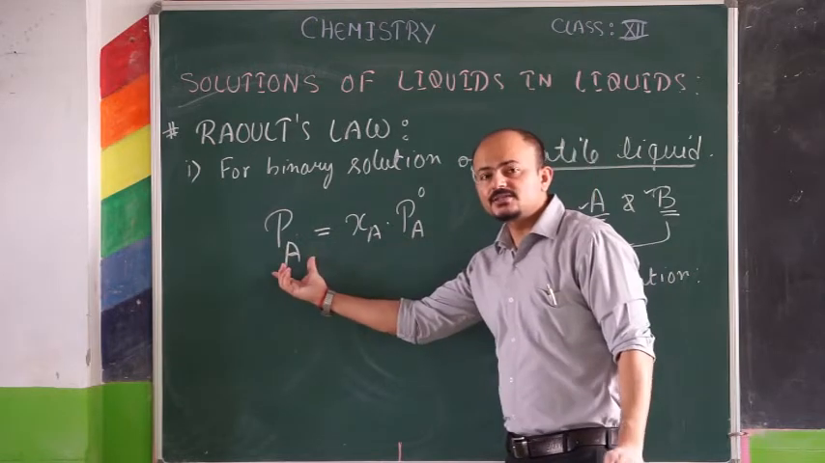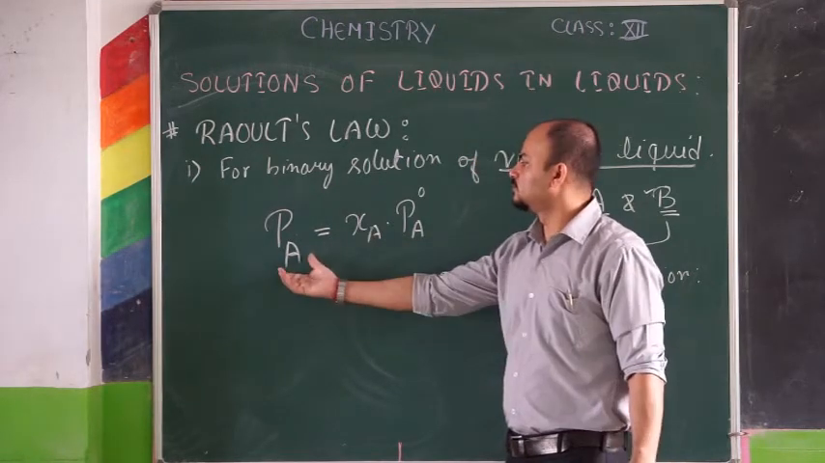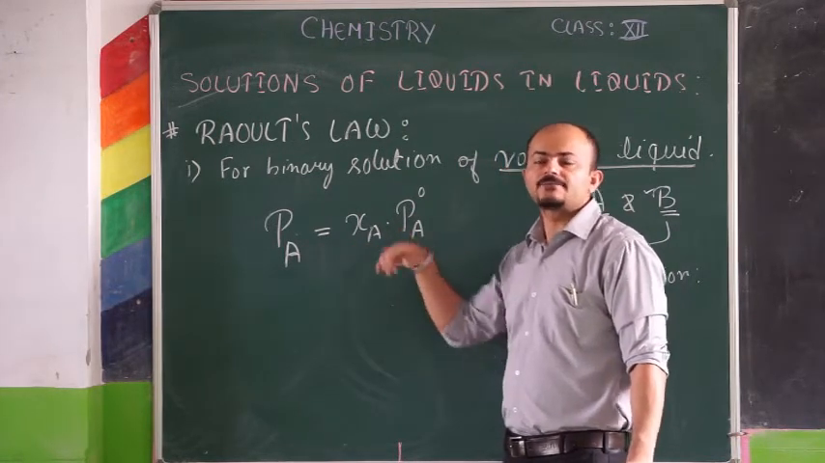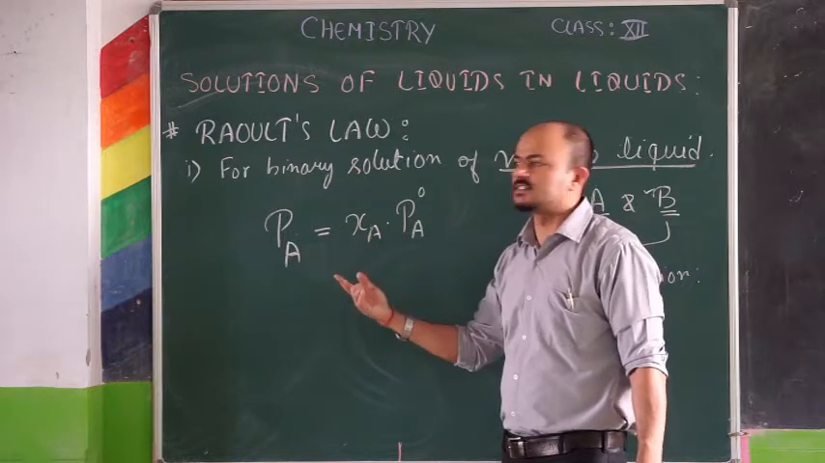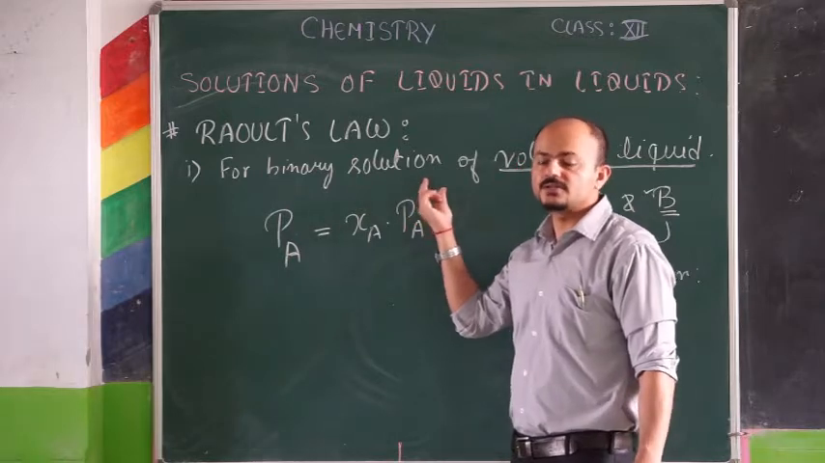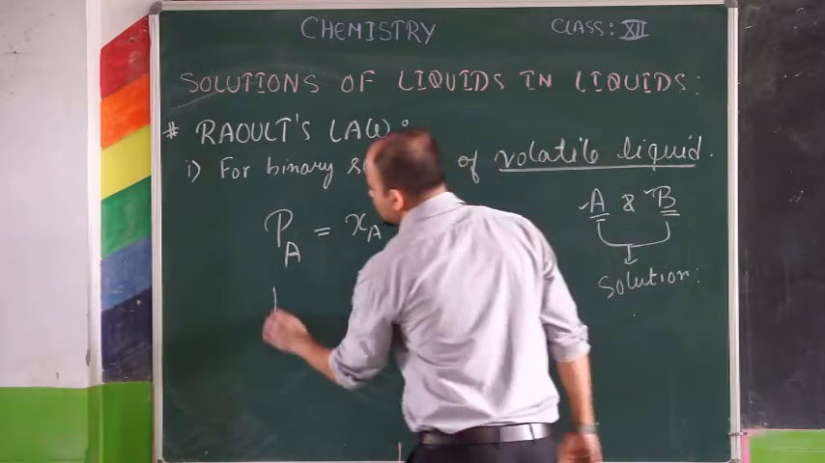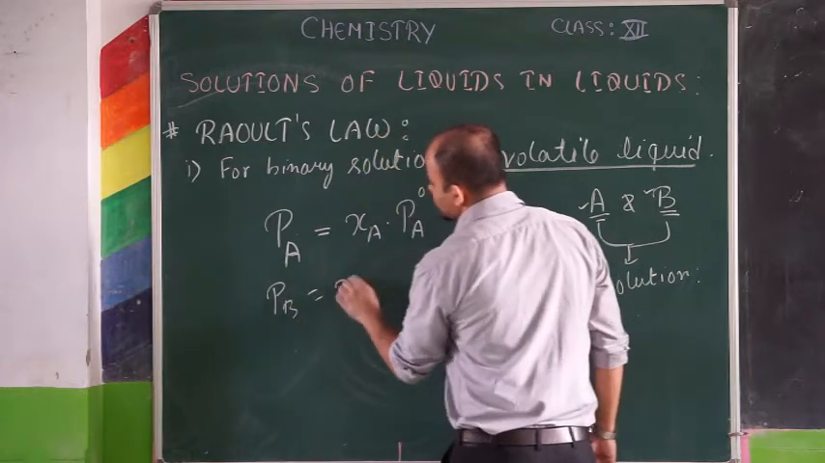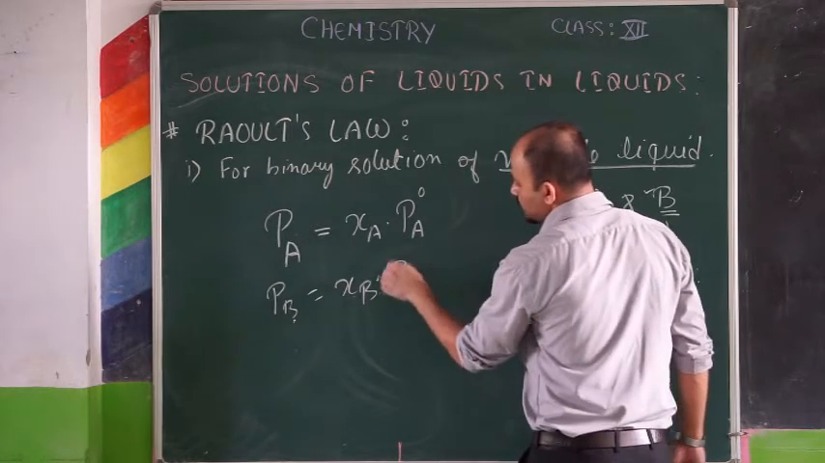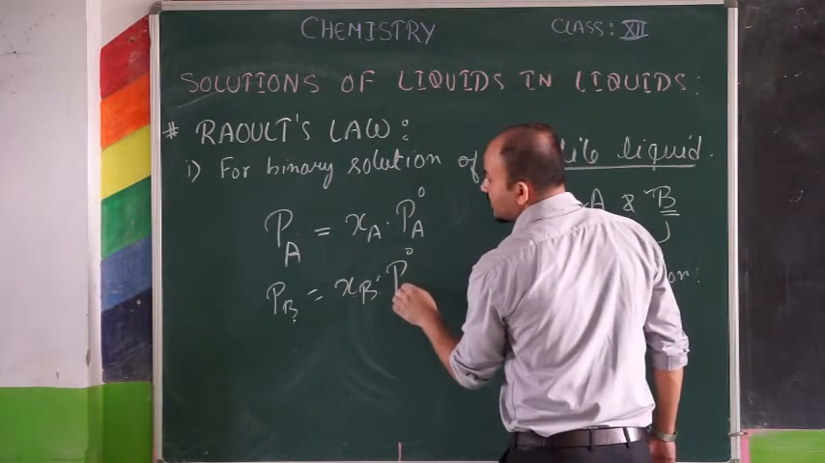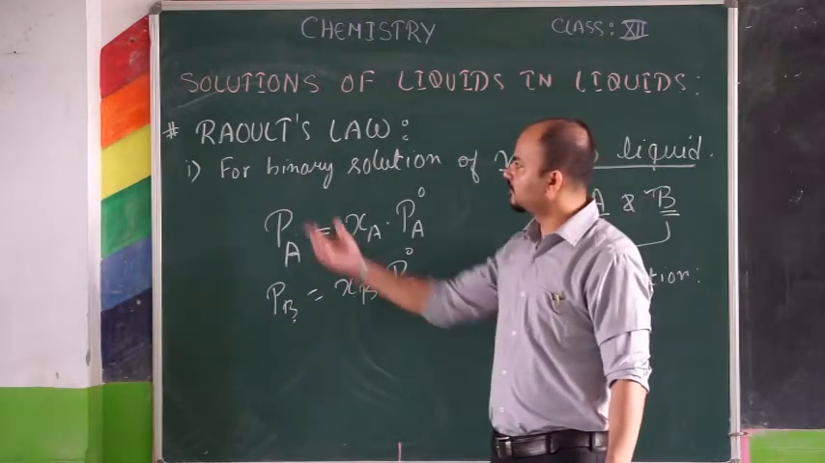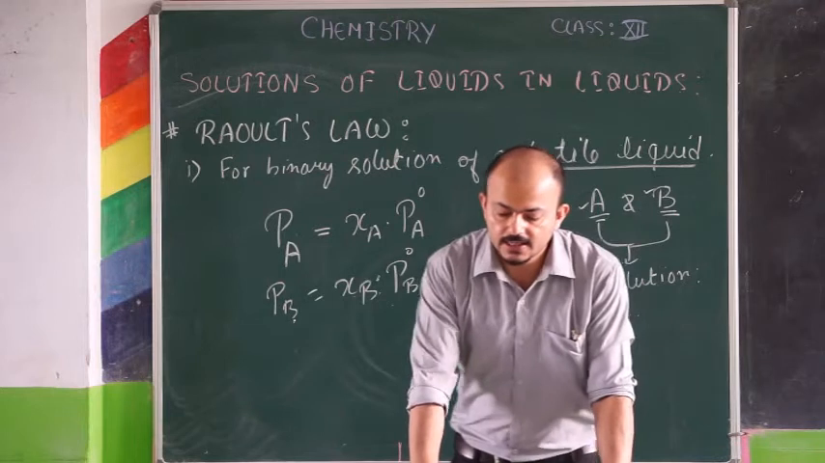So the partial pressure of any one particular component will be equal to the mole fraction of this particular component into the pressure it would have exerted in the pure state. This P naught means pure state. Just remember, similarly for PB it would be XB, mole fraction, it has to be mole fraction again, into the total pressure whenever only B is present. So this is the Raoult's law for binary solution which contains volatile liquids.